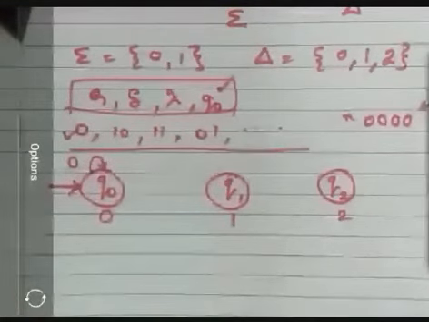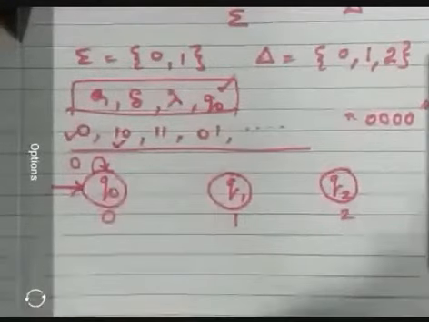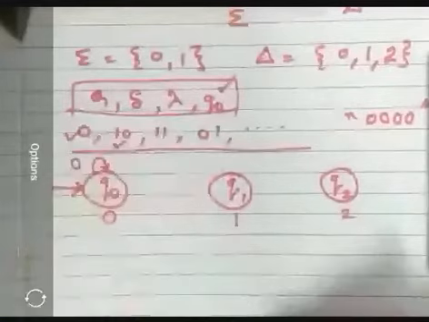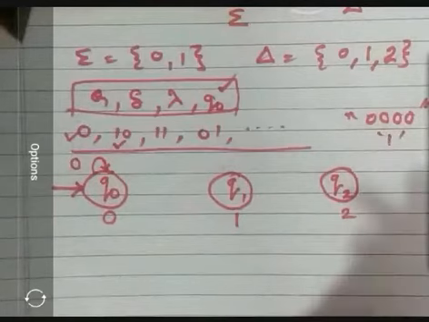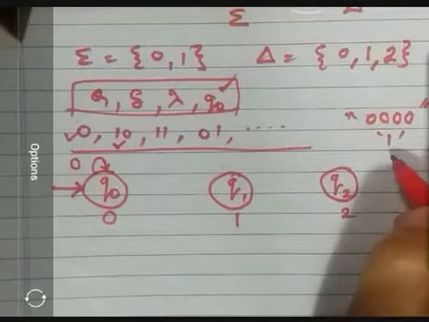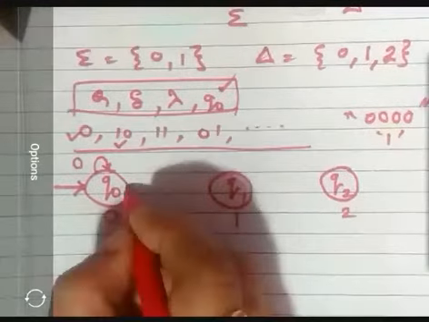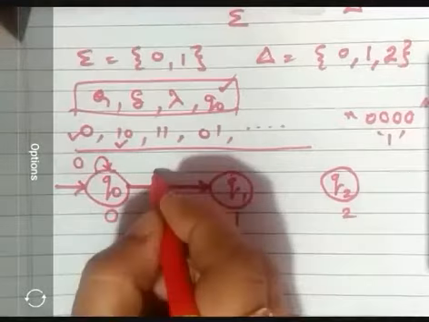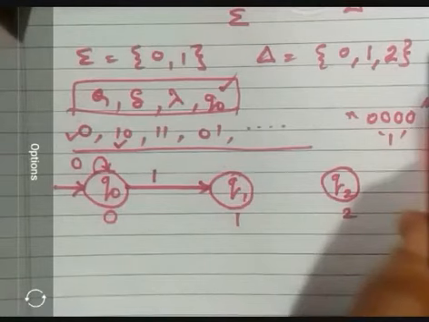Now suppose the next input is 1. If my input is 1, what should happen? My residue will be 1, since 1 divided by 3 gives remainder 1. So after reading 1, I should reach state Q1. Only 1 was the input, so from Q0 on 1 we go to Q1, and my total string is read, and I have reached state Q1, which is associated with the output 1.